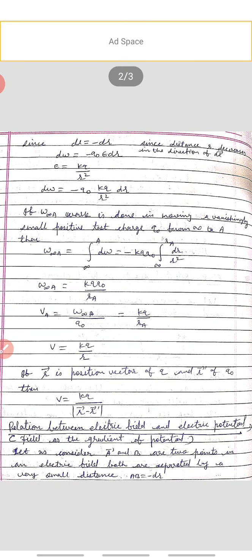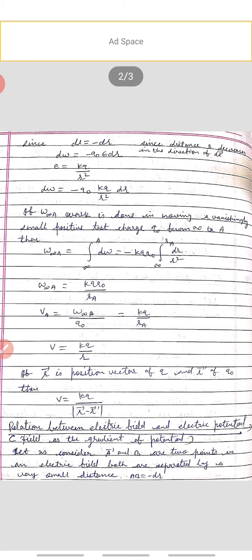Now, in this case, the total work done equals the integral from infinity to A of dW, which equals minus k Q Q naught times the integral from infinity to rA of dr divided by r square. If we solve this equation on integration, we get the total work done in moving the positive test charge from infinity to A equals k Q Q naught divided by rA.